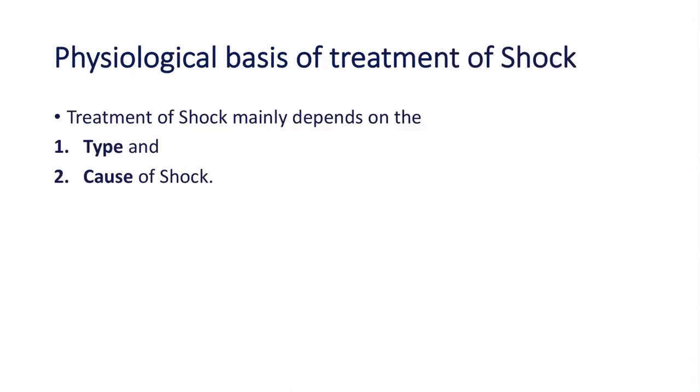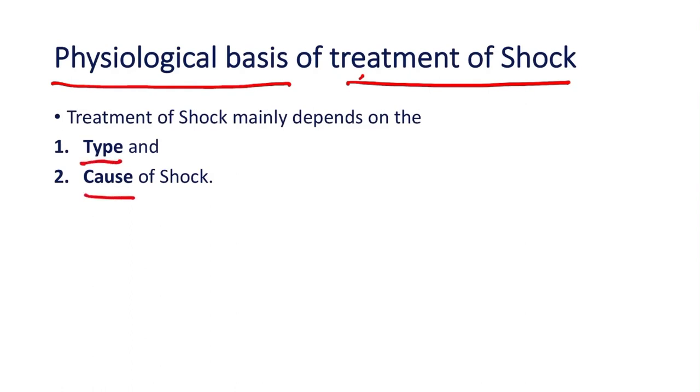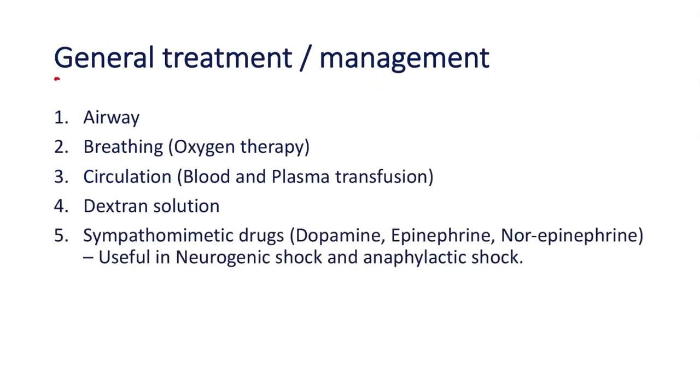Then a part of the question can be, what is the physiological basis of treatment of shock? So treatment of shock mainly depends on the type and cause of the shock. For a particular type of shock and what is the cause for that shock, the treatment depends. Now first the general treatment. This is called the ABC of treatment, that is airway, breathing and circulation.